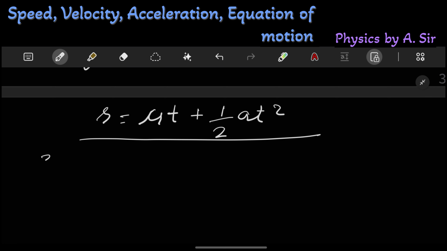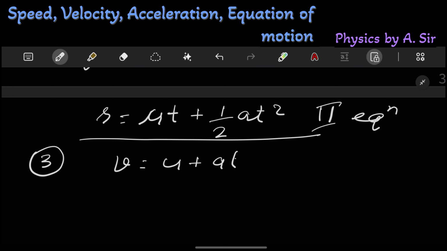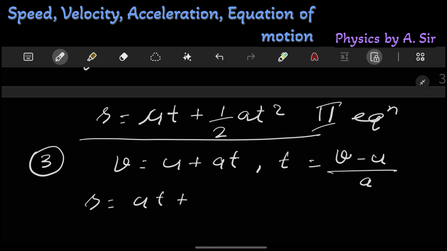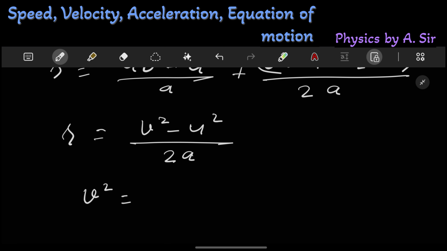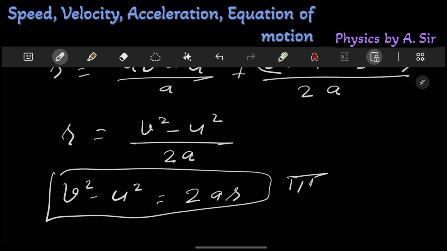So let's see. Furthermore, the third equation. This one is the second equation, and from v equals u plus at, the first one, t will be v minus u by a. The second one is s equals ut plus half at square. So let's substitute t in. So v square minus u square equals 2as, which is the third equation.